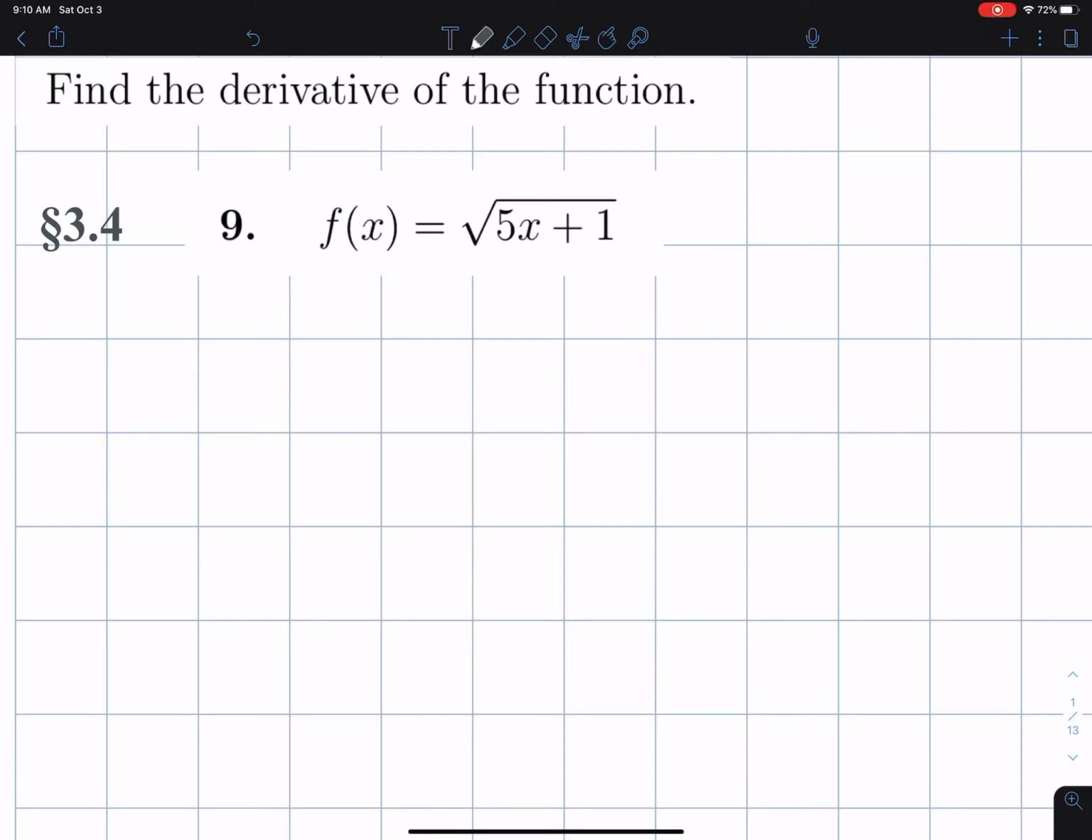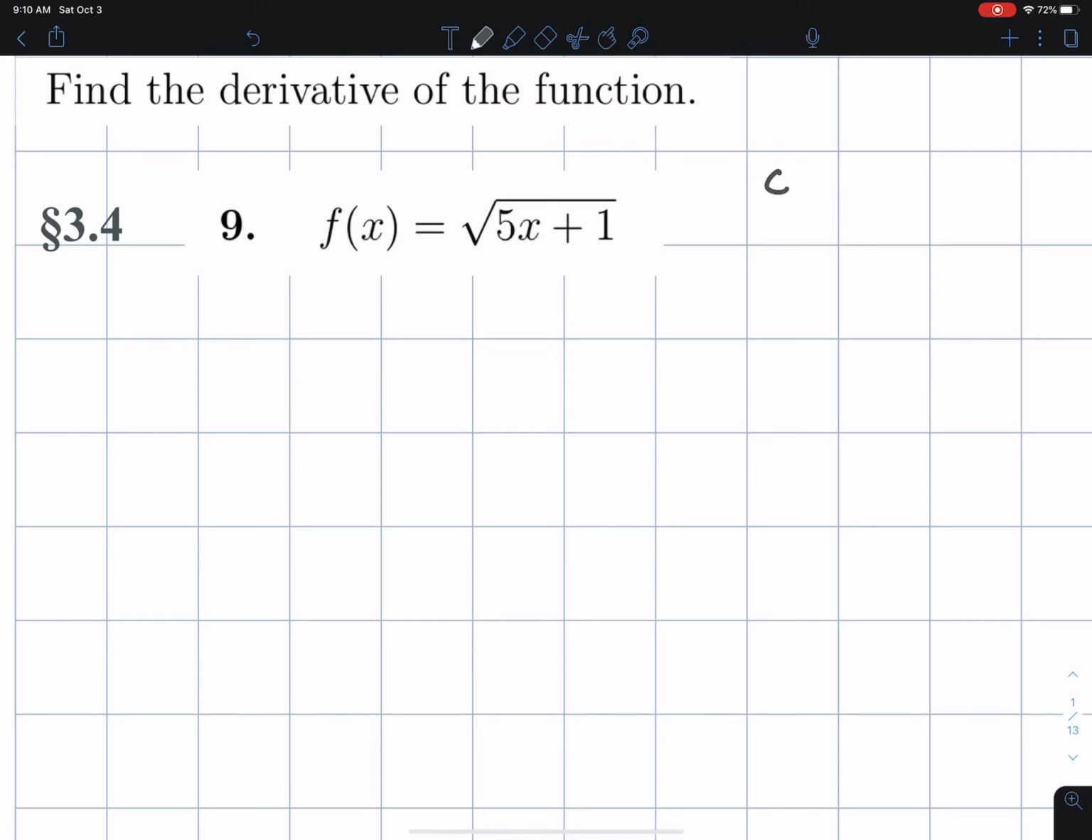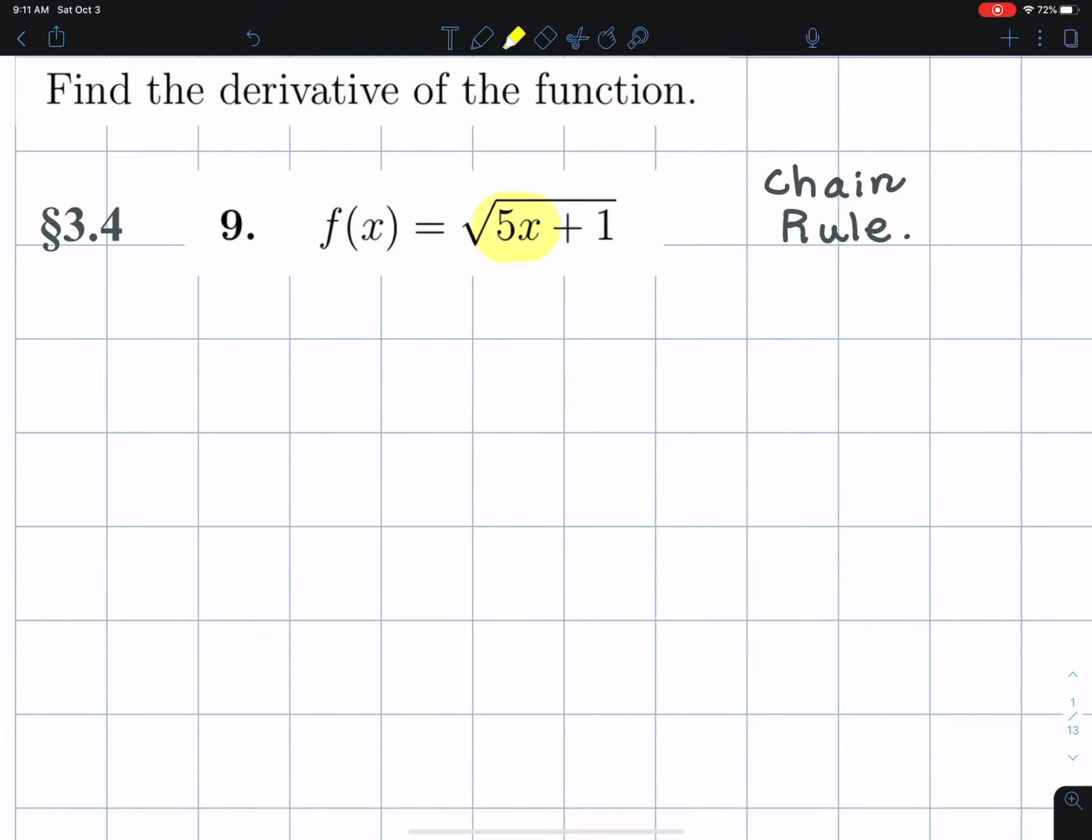Okay, we're finding the derivative of this function, and to do this, we're going to use the chain rule. All right, so this is a chain rule problem. And when we use the chain rule, what we try to do is look for a composition of functions. And what I start off with is something on the inside.